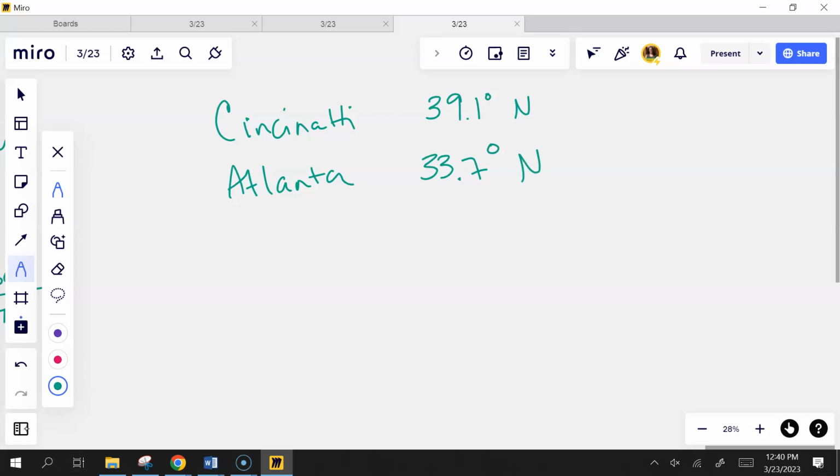Atlanta's latitude is 33.7 degrees north. The Earth has a radius. You know, if you travel to the middle, journey to the center. The radius is 3,960 miles.